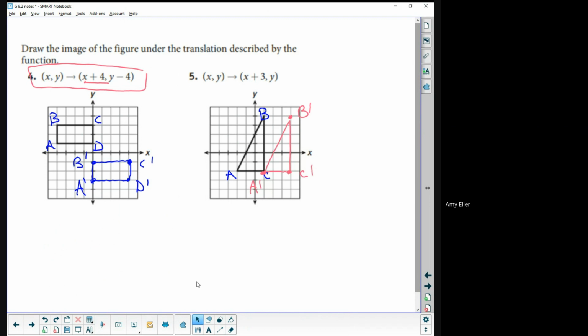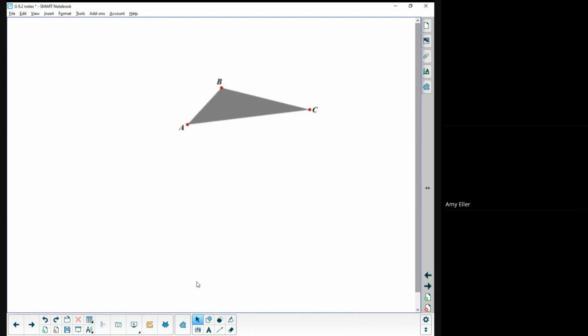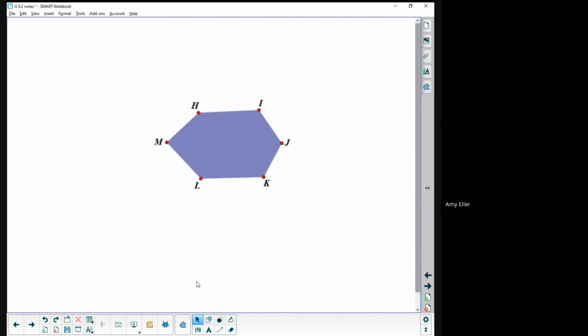Now, if you would flip to the very back, I think, in your packet, the very last page, I believe, you will see 3 images that look like this. This triangle, this trapezoid, and hexagon.